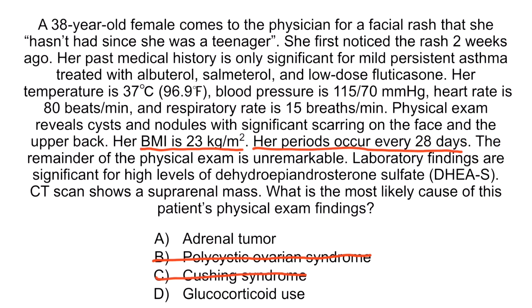Answer choice C, Cushing's syndrome, is possible because Cushing's syndrome can cause signs of hyperandrogenism, like acne, and this patient has a suprarenal mass on her CT scan. However, Cushing's syndrome is characterized by additional physical exam findings, such as purple striae, central obesity with thin extremities, round facies, and supraclavicular fat pads. And these findings are absent in this patient, which makes it less likely than an adrenal tumor.